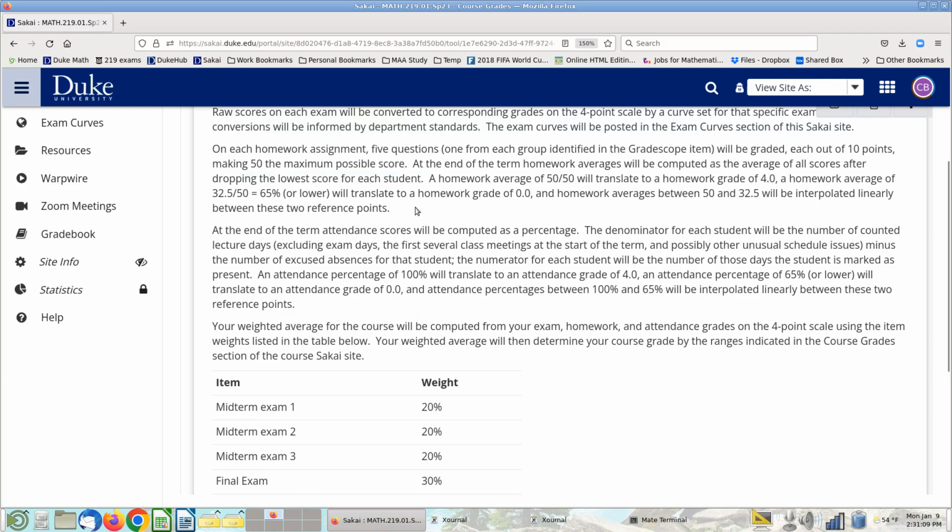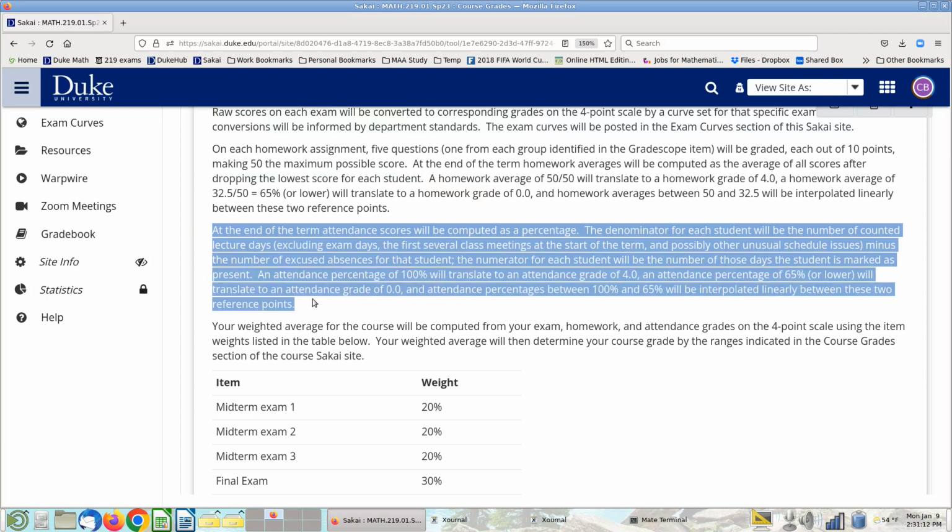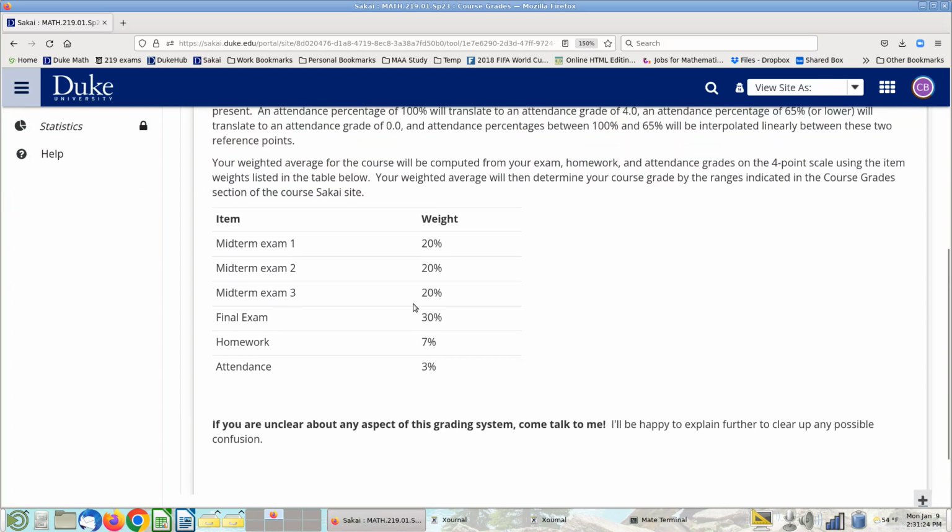And then there's a discussion here about attendance. Attendance is part of the course grade. Very small part, but nevertheless a little bit. Every little bit counts. And this is how I'll compute attendance grades. Then down here we have all of the exact weights that we'll be using in my sections. You'll notice each of the 3 midterms is worth 20% of the weight for the course. Per the course policy, final exam is 30%. And you may recall from the course Sakai site course grades section, I have 10% discretion on how to do other things, and so I have 7% for homework and 3% for attendance.